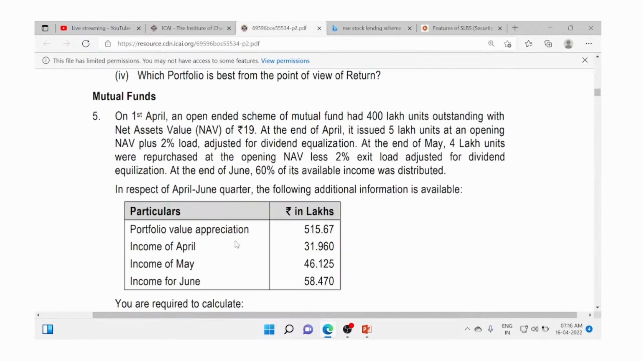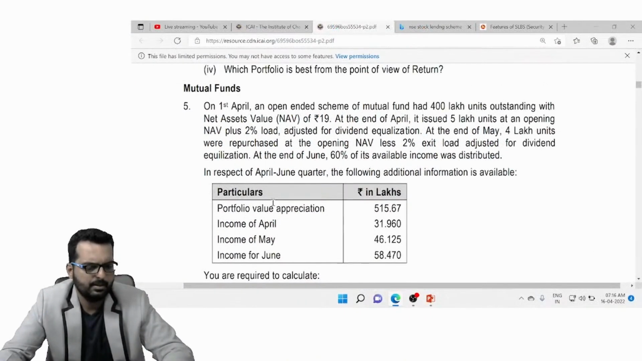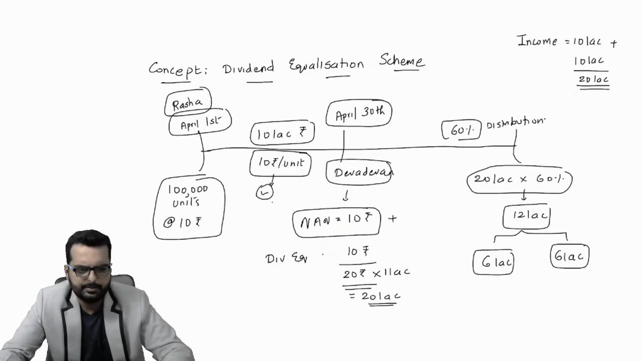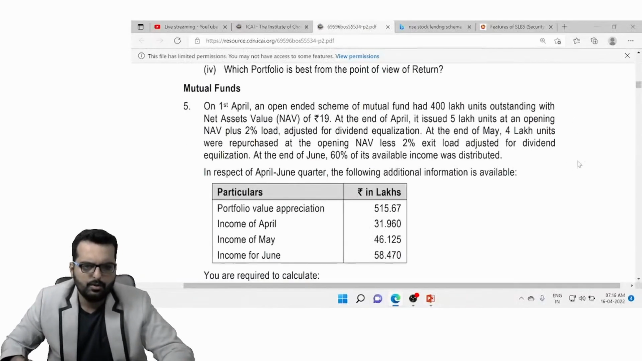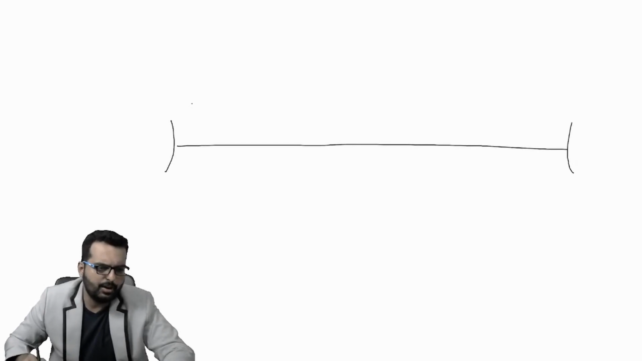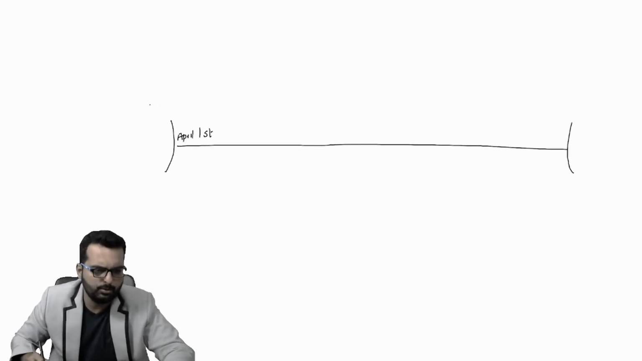Right, let's do this together now. I'll draw a chart and explain the same thing to you now. Fine. So on 1st April, I'll write down the dates over here. Here it is going to be April 1st. On this date, how many outstanding units does he have?